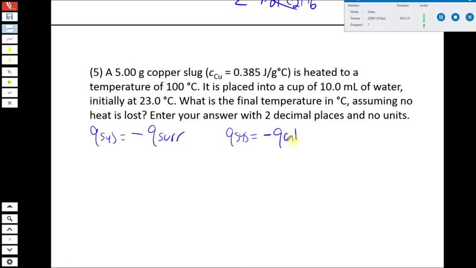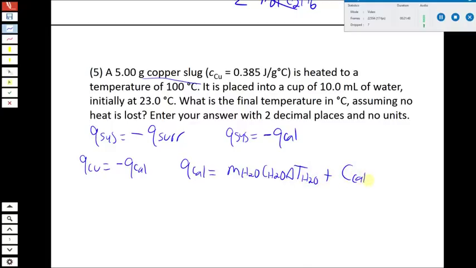And remember then that in this problem, the system is going to be the piece of metal that we're measuring. So the heat for the copper is going to be equal to the negative Q for the calorimeter. And the heat for a calorimeter, remember, is equal to the mass of water in the calorimeter times the heat capacity times delta T. So our calorimeter is going to have water in it in most cases. And then we also have to consider the heat that's absorbed by the calorimeter itself in some cases, which is the heat capacity of the calorimeter times delta T as well.